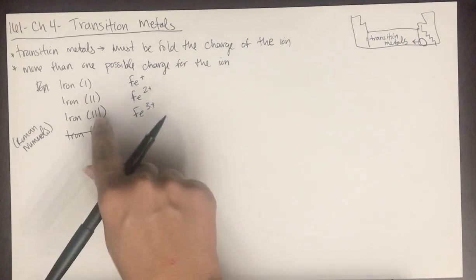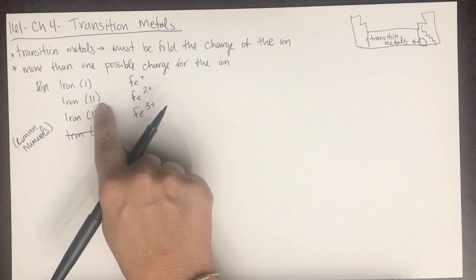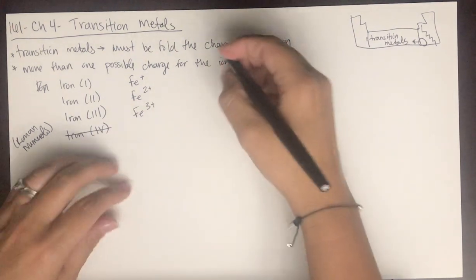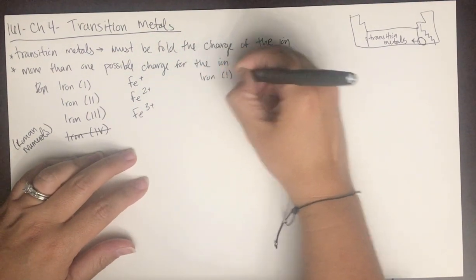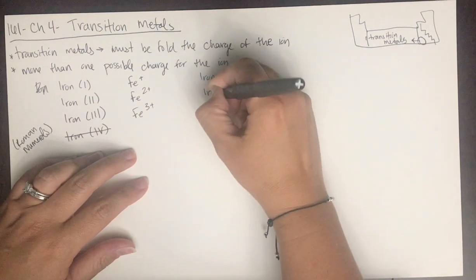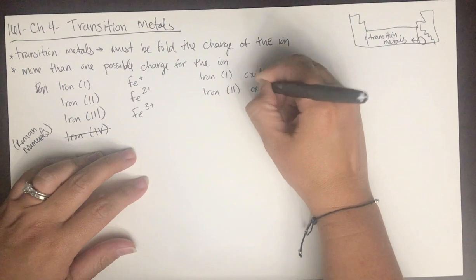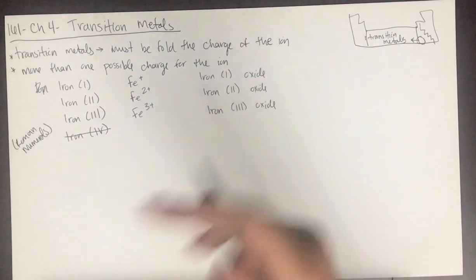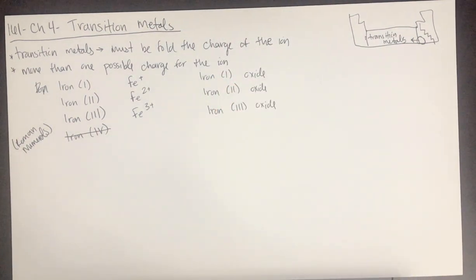So you have to be told the charge in the name of the ion, or you can figure it out based on what it is bonded to in its formula. Let's say all 3 of these form a compound with oxygen. So let's say we were to have iron 1 oxide, iron 2 oxide, and iron 3 oxide. These are all 3 different compounds, and they would all have 3 different formulas.